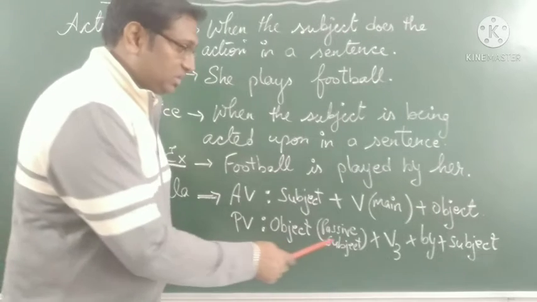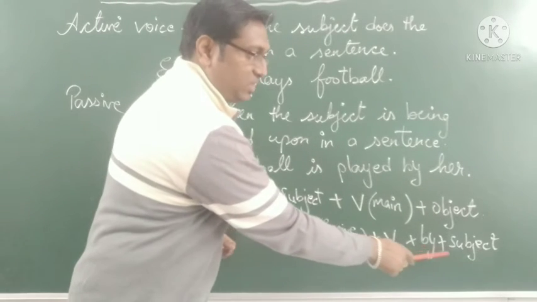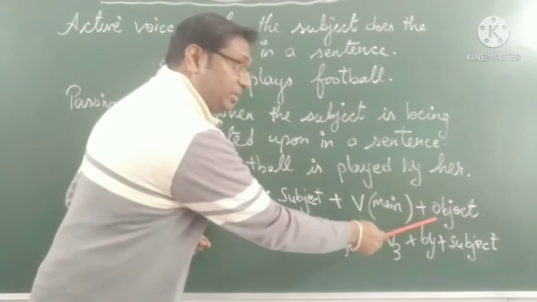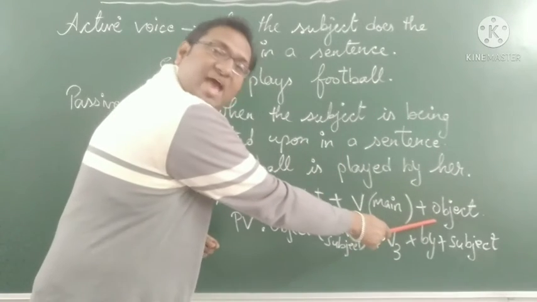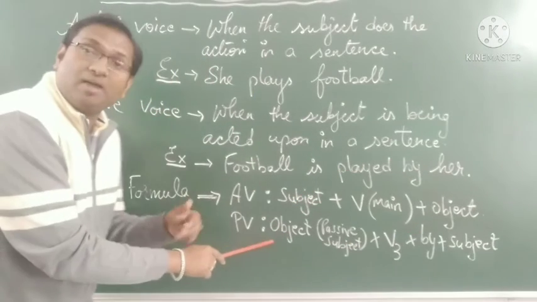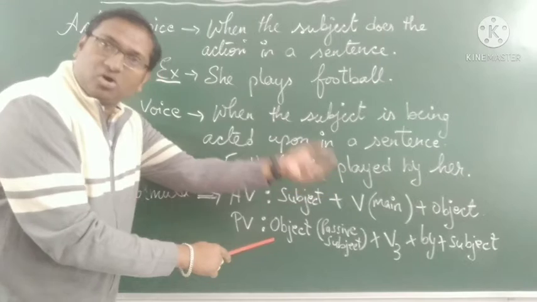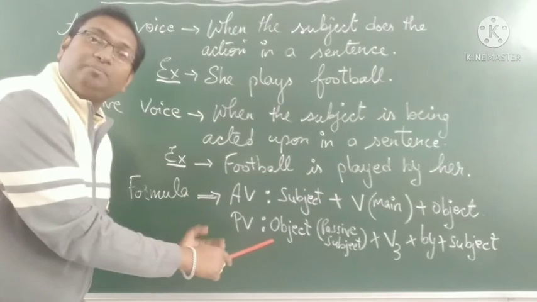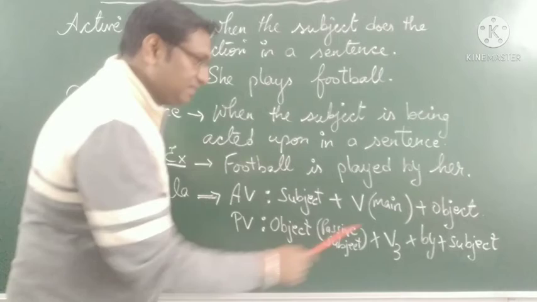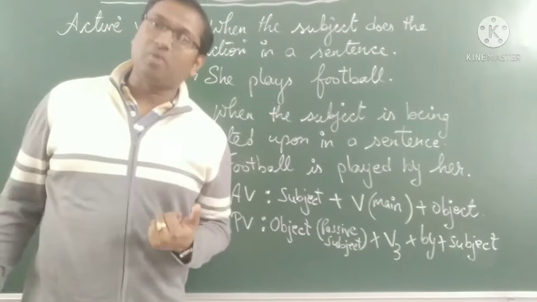Now, converting from active to passive, what formula are we going to use? Object plus verb third form plus by plus subject. Now over here, whatever the object we have in an active voice, that will become your passive subject. Object of active voice will become your passive subject in the passive voice. Then we have V3. Now V3 means the third form of the verb.